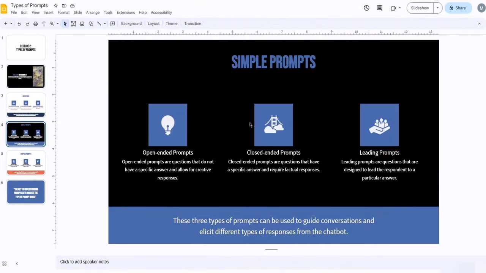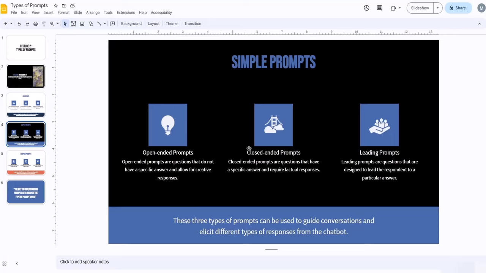Closed-ended prompts are basically questions that have a specific answer. So they don't give ChatGPT as much freedom in terms of creativity. If, for example, you ask ChatGPT, is the Earth flat? ChatGPT will answer, the Earth is not flat. The Earth is round. You can argue with ChatGPT, and it actually adapts to your thinking. We'll not go a lot deeper into that, but you get the point.